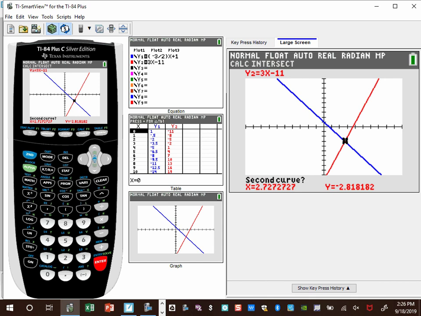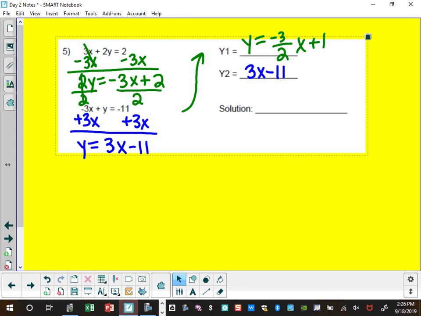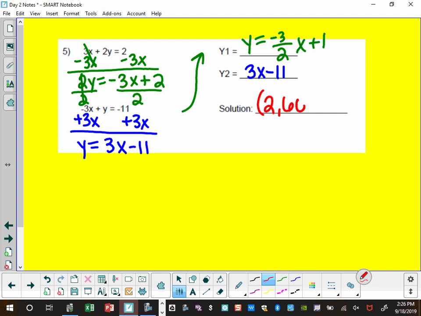It says second curve, like the second line. We're going to hit yes. Look at that curve too. It says, should I guess? And you say yes. What's the answer? It tells you your intersection is 2.666 repeating and negative 3. So that's what we're going to write down. That's my solution.